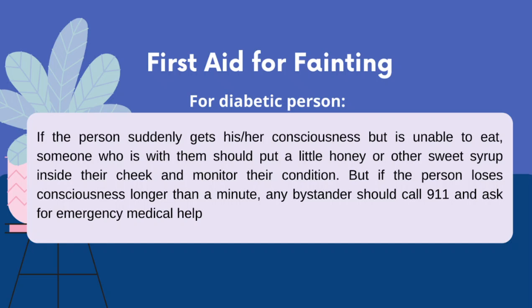For a diabetic person, if the person suddenly regains consciousness but is unable to eat, someone who is with them should put a little honey or other sweet syrup inside their cheek and monitor their condition. But if the diabetic person has lost consciousness for longer than a minute, any bystander should call 911 and ask for emergency medical help. For a diabetic person who fainted, this is the proper thing to do in order to help the person regain consciousness.